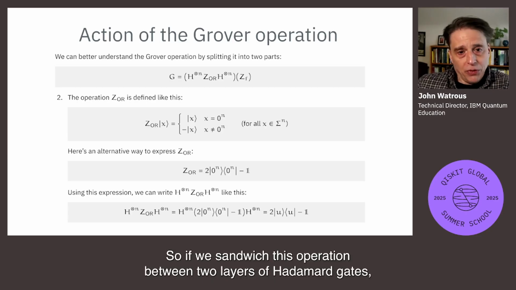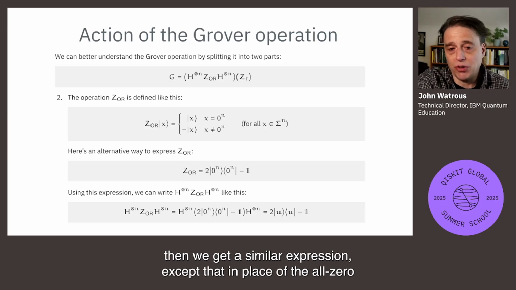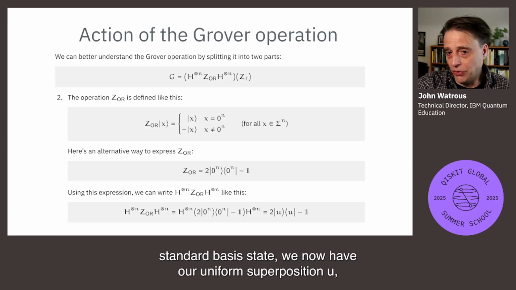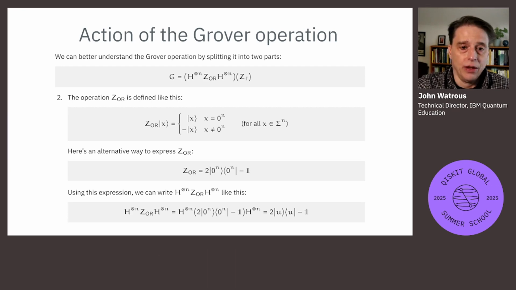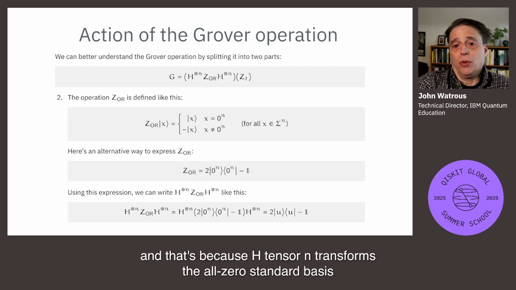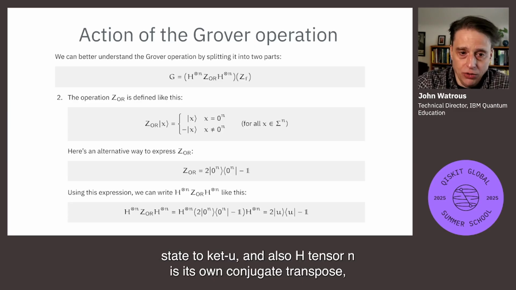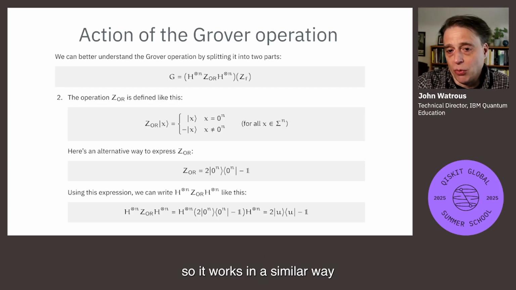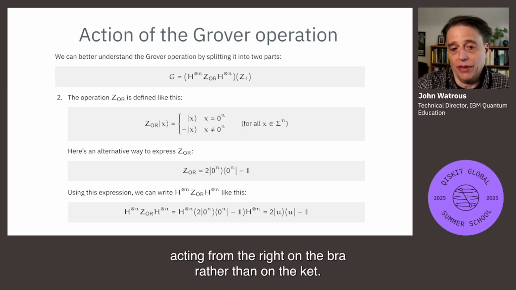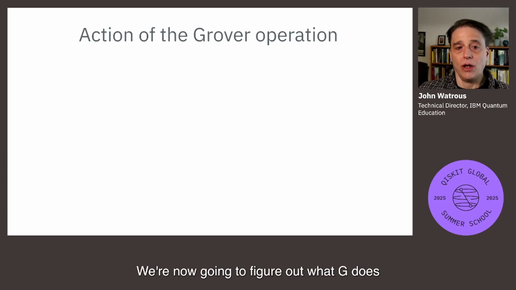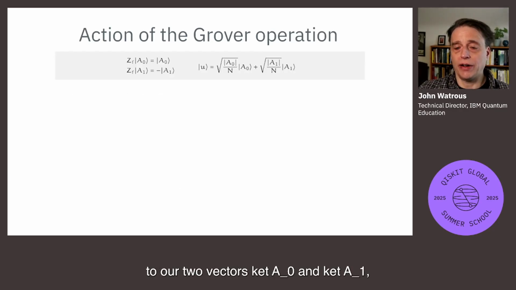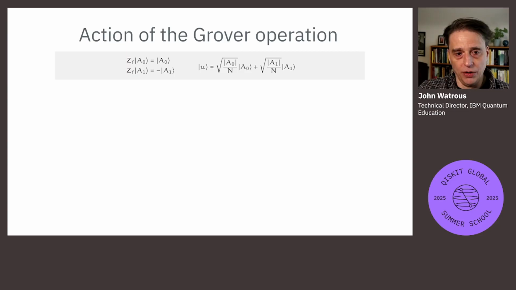So, if we sandwich this operation between two layers of Hadamard gates, then we get a similar expression, except that in place of the all-zero standard basis state, we now have our uniform superposition U. That's because H tensor n transforms the all-zero standard basis state to ket U, and also H tensor n is its own conjugate transpose, so it works in a similar way, acting from the right on the bra rather than on the ket. We're now going to figure out what G does to our two vectors, ket A0 and ket A1, using the facts that we just observed.